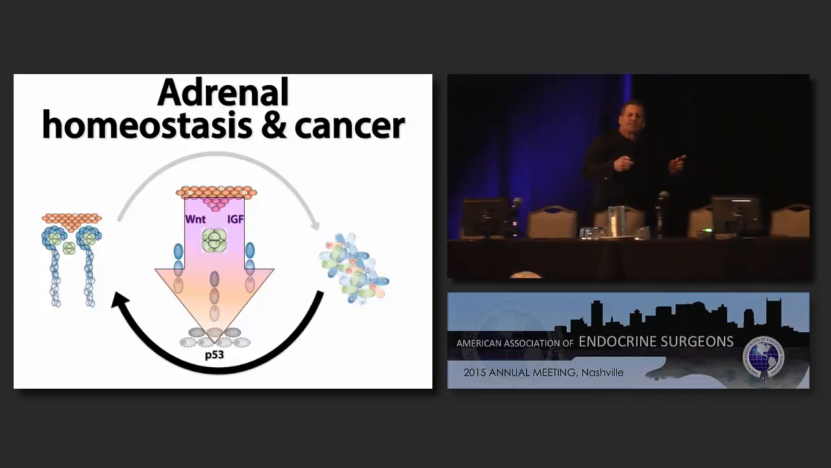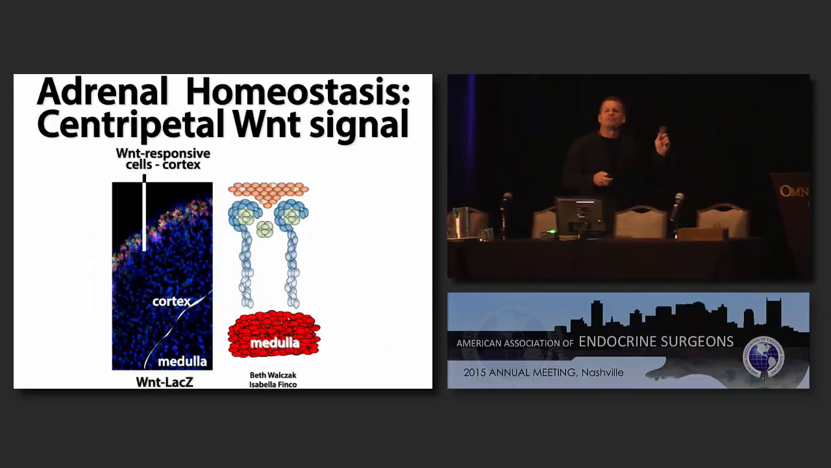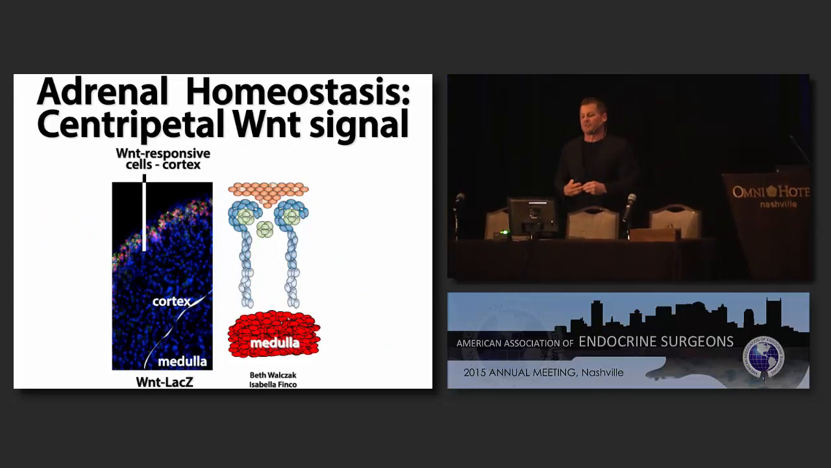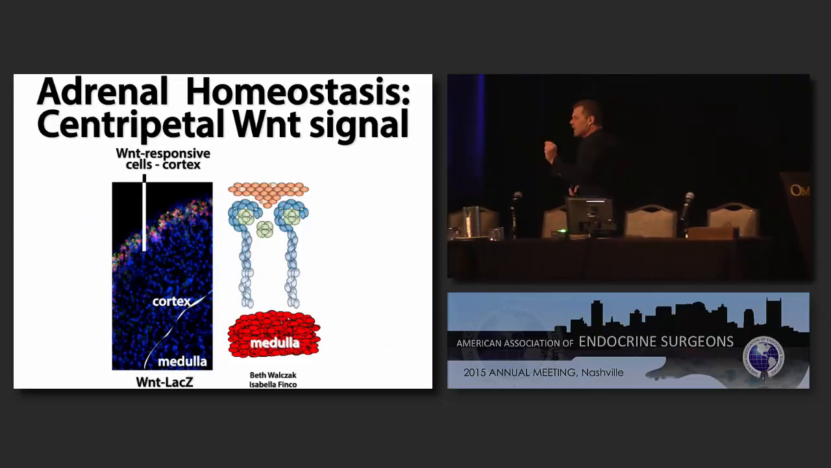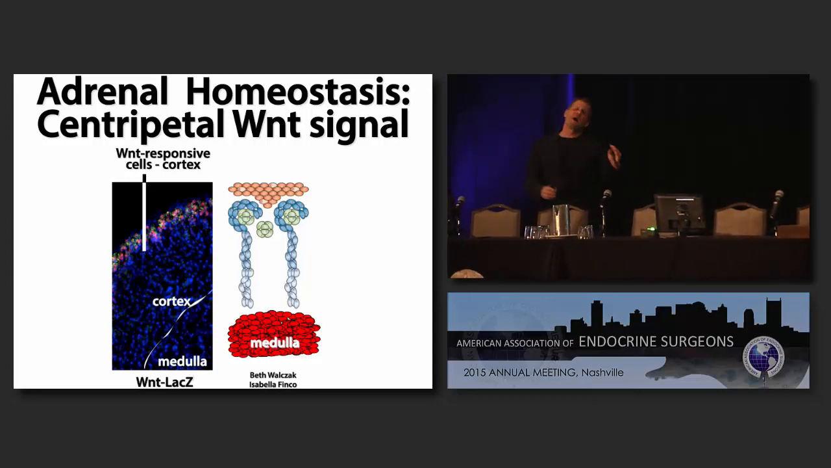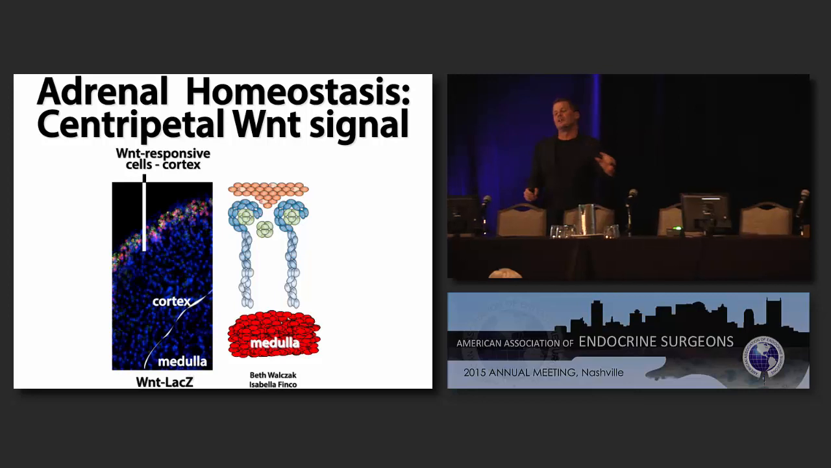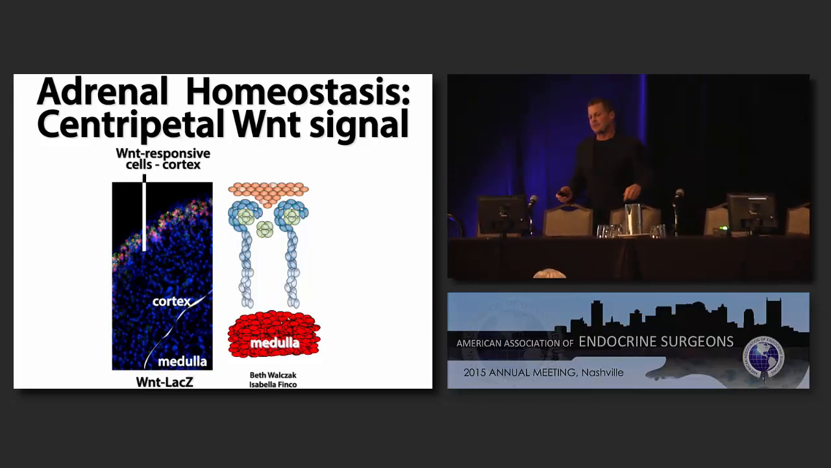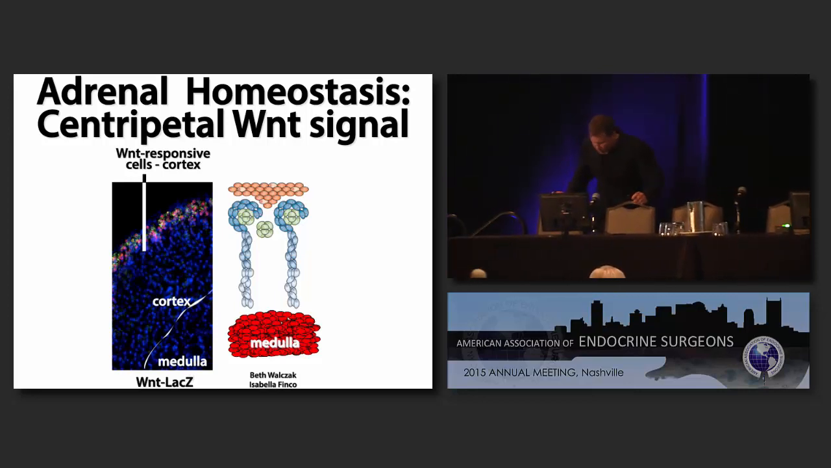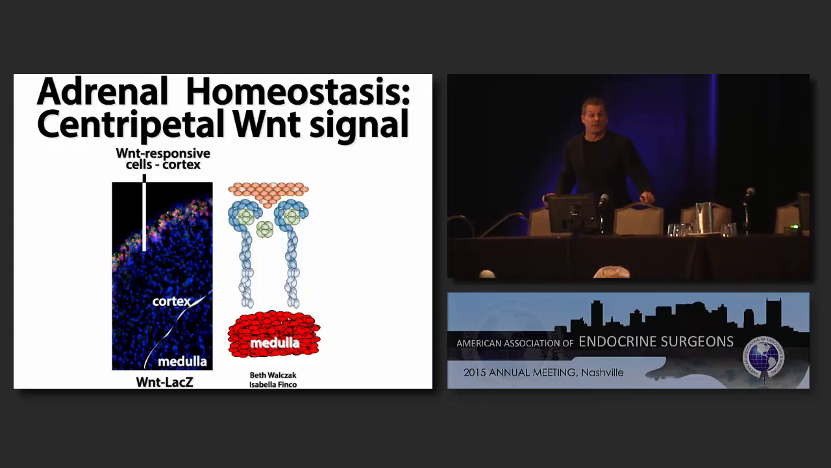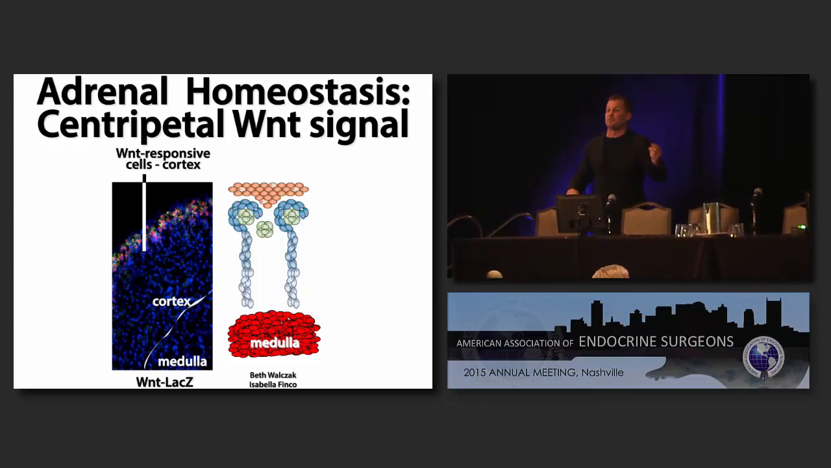So we went back and said, let's start with the Wnt pathway. I'm showing you here now the Wnt responsive cell. These are the cells that respond to a Wnt ligand. These cells are under the capsule, okay? And there they are. What's curious about these cells under the capsule, these are the cells that I showed you before. These are the progenitor cells, at least in part, we thought.